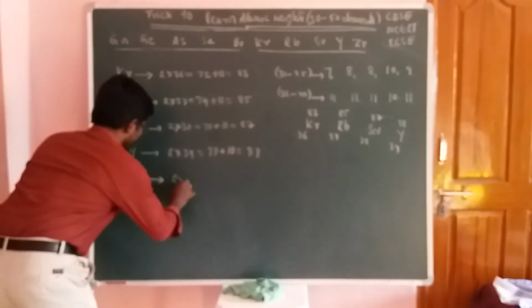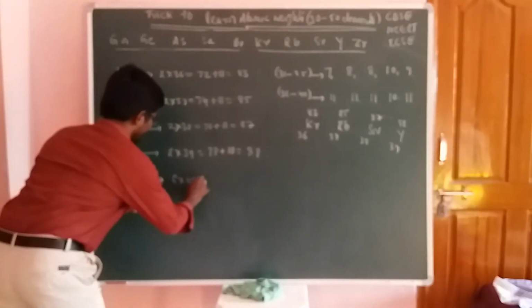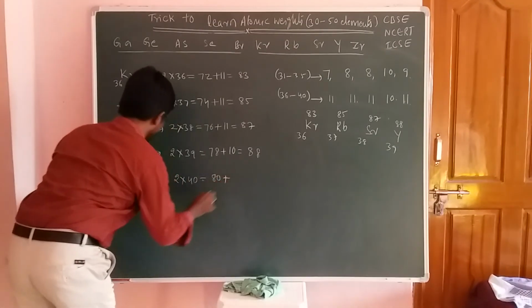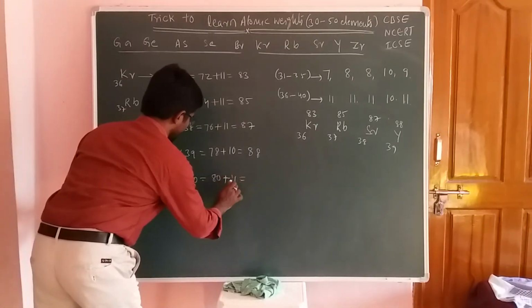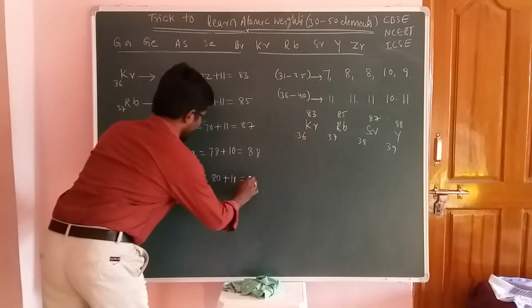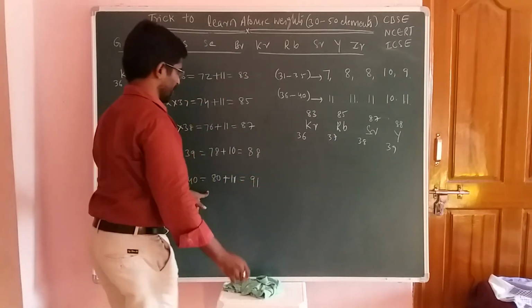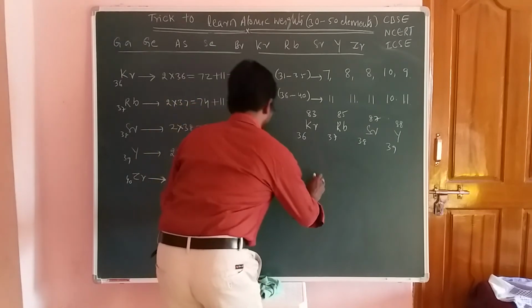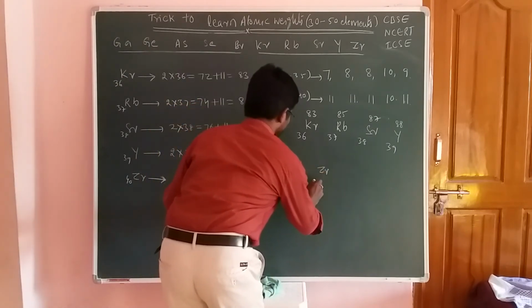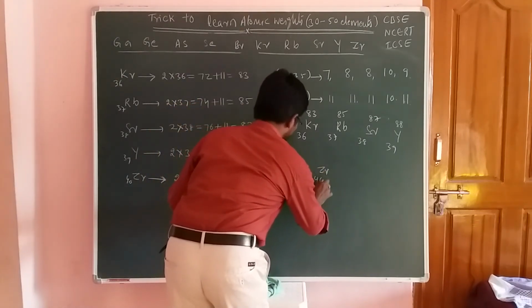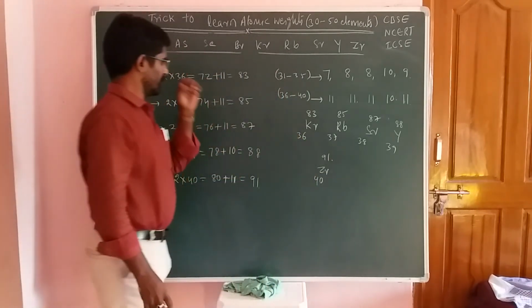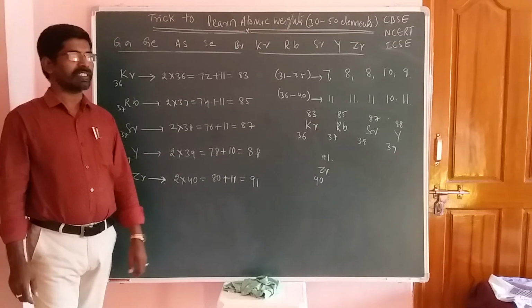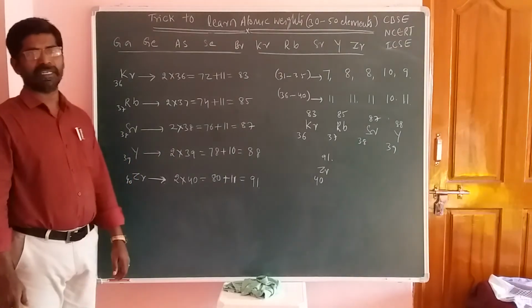So that means 2 into 14, that is equal to 8, plus you should add that number. Now that is 11, which is equal to 91. Okay friends? 91. So here the zirconium atomic number is 40 and atomic weight should be 91. These are the atomic numbers, and next are the atomic weights of those particular elements.